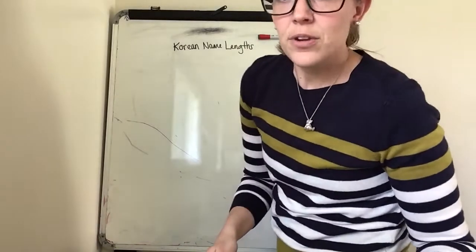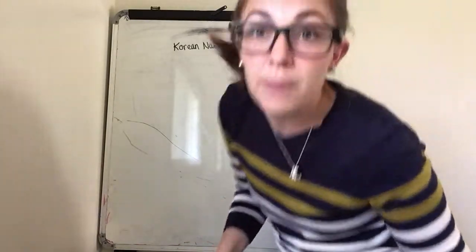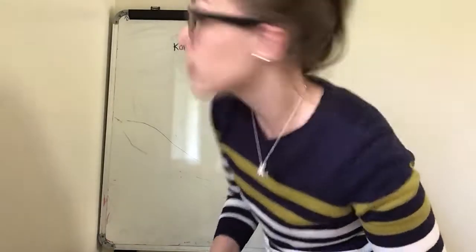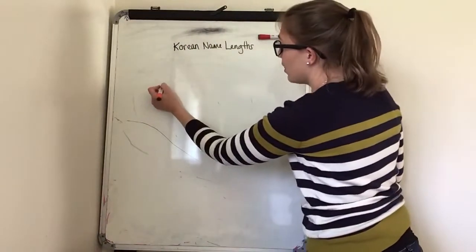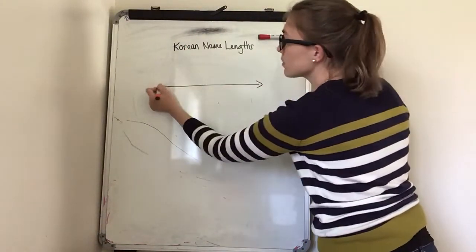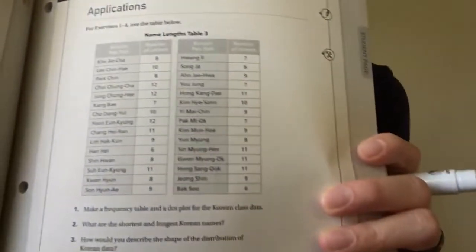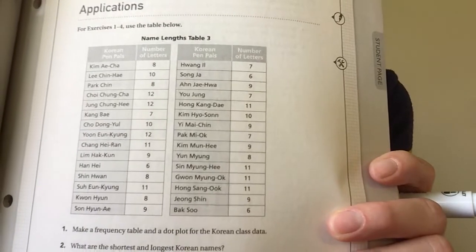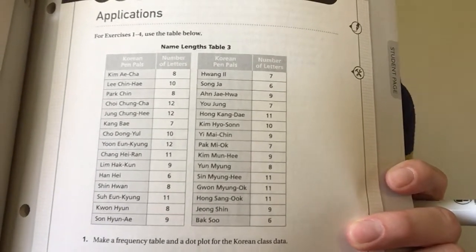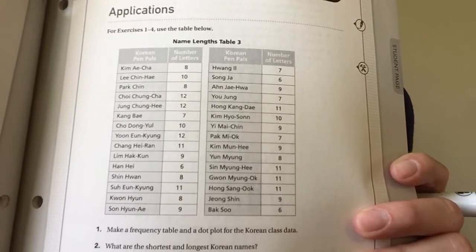Okay, and after, did I spell that correct? Yeah, I did. My spelling is atrocious, so I'm sorry if I misspelled something. After that, you need a line. Now, if you look at these names, what is the longest name that you see? You should see that the longest name is 12 letters.